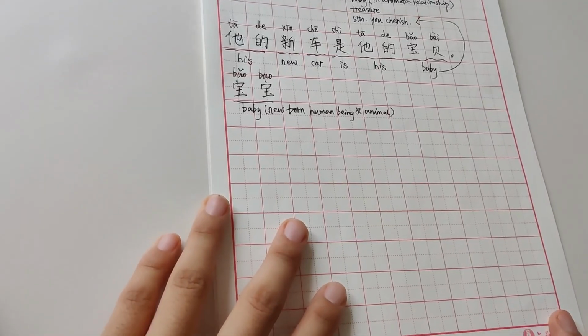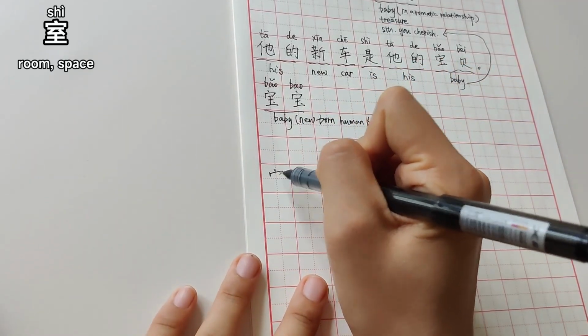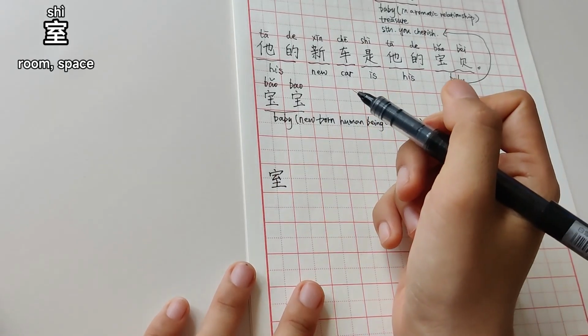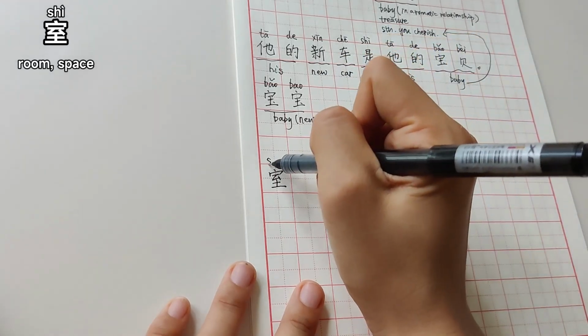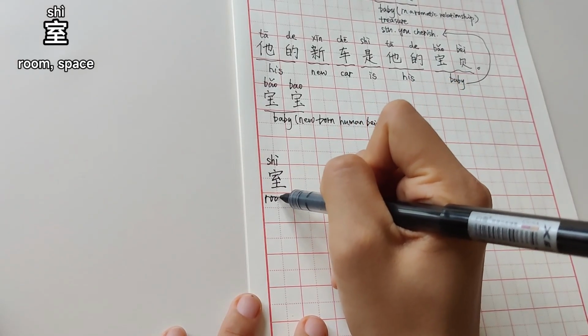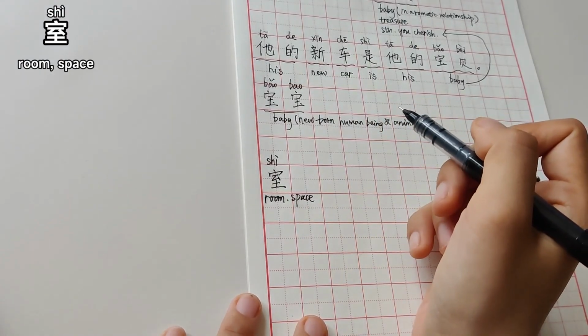Let's continue with the next example. We have a rooftop and this is 室. And here is the evolution for the character 室. The meaning of 室 is room or space.